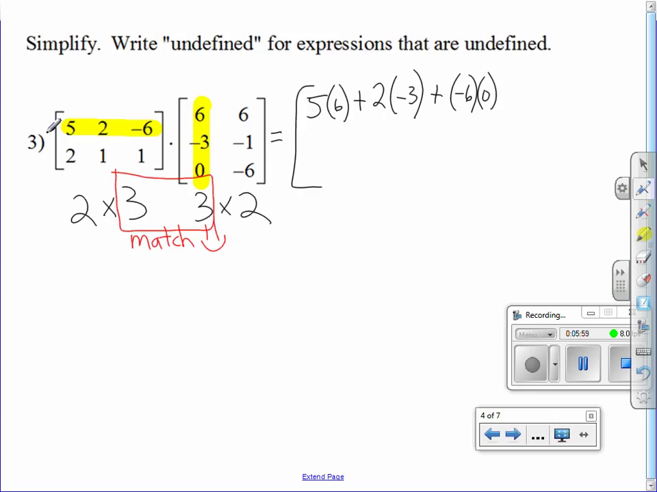What row am I in the first matrix? I'm in the first row. What column am I in the second matrix? I'm in the first column. First row, first column means I should be writing my stuff in the first row, first column.